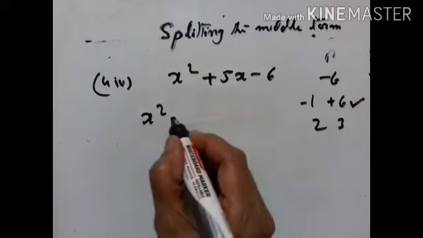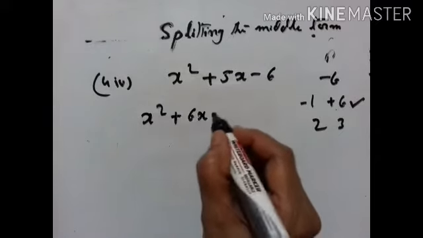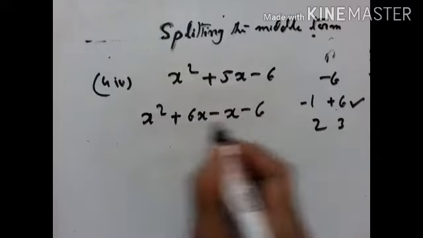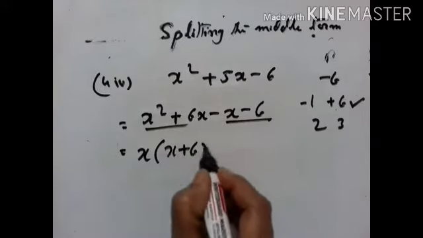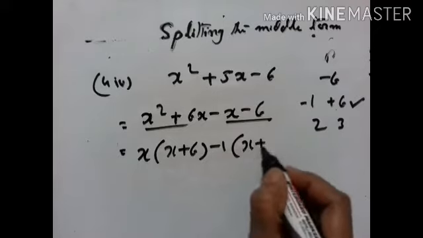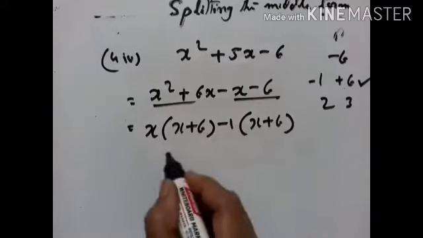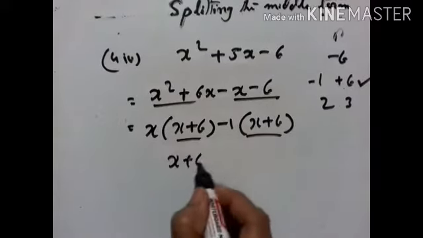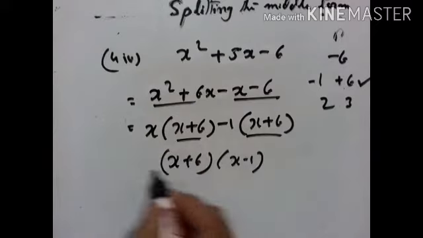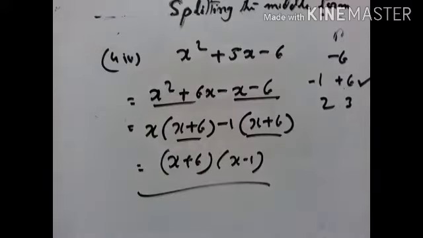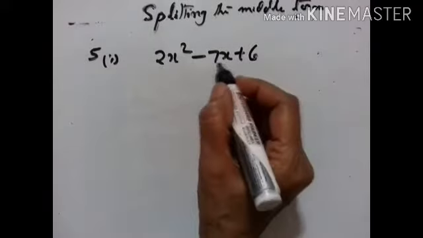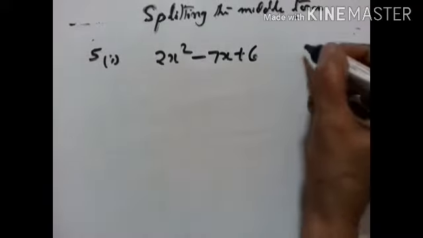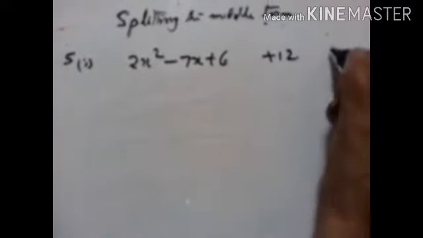x square plus 6x minus 1x minus 6. x is common here, x plus 6. Minus 1 is common here, x plus 6. So x plus 6 is common, x minus 1. The product here is plus 2 into plus 6, 12. The sum is equal to minus 7.